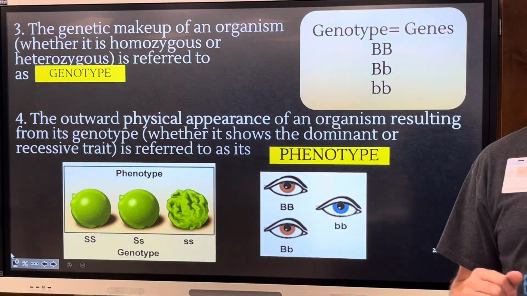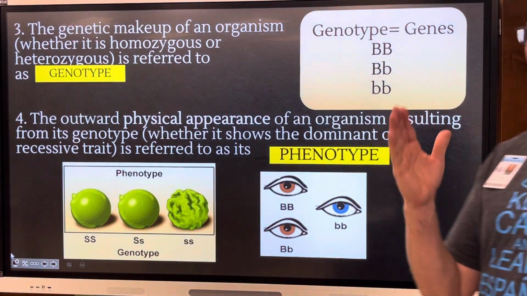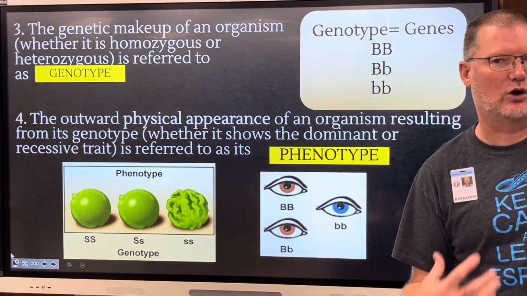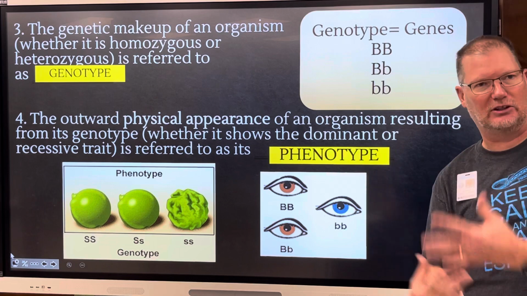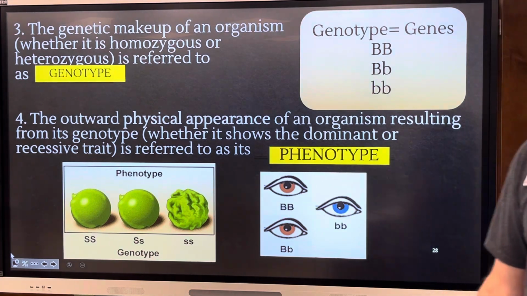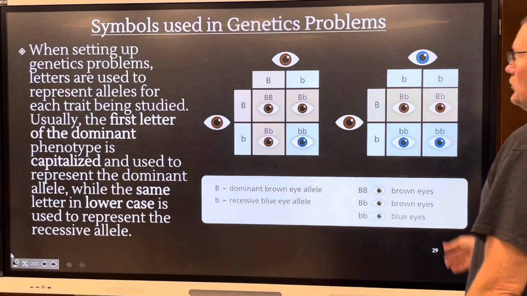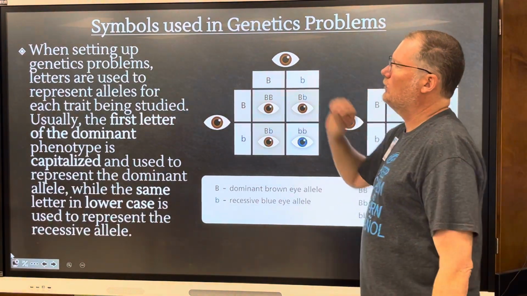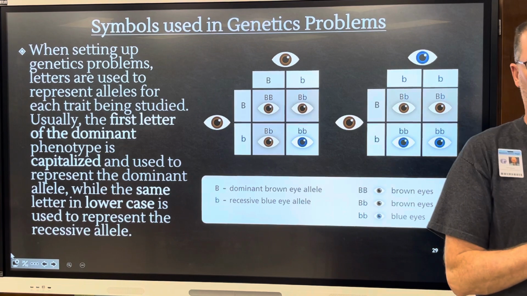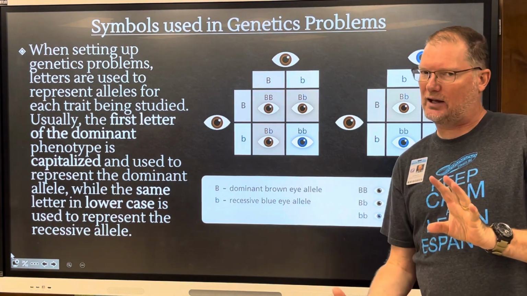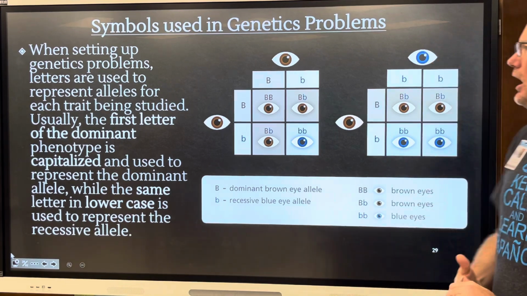Get those two words down, because all the questions that are coming up are going to be based on all of this: homozygous, heterozygous, genotype, phenotype, allele, all those vocabulary words, okay? But I think you guys got it by now. Here are some symbols that we're going to be using, okay? When setting up genetics problems, because the ones you got last week were very simple. They're going to get a little more complicated, maybe a lot more complicated.